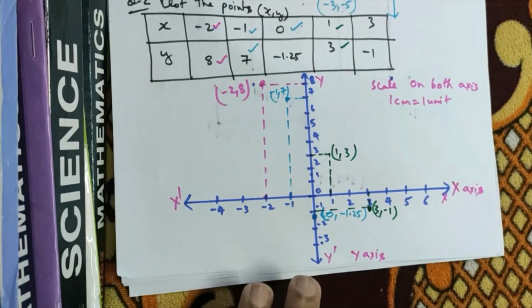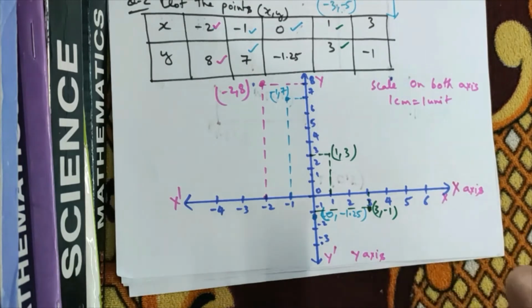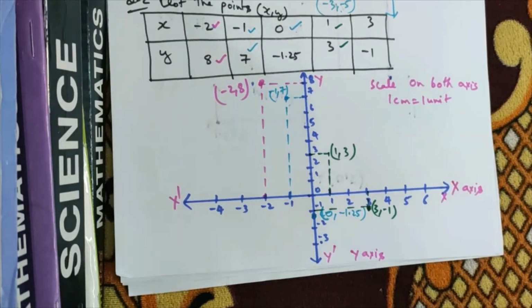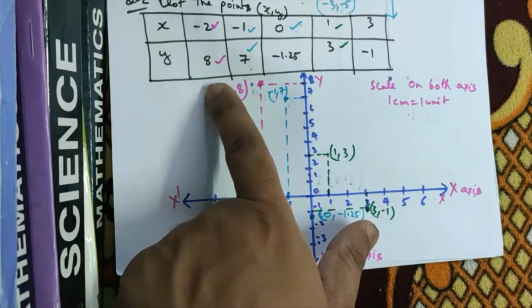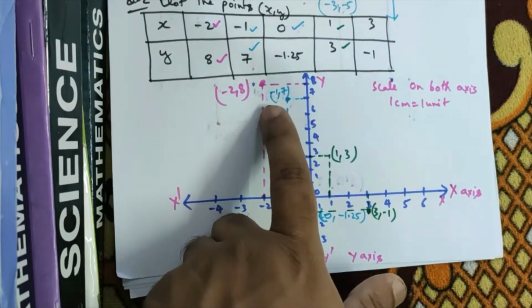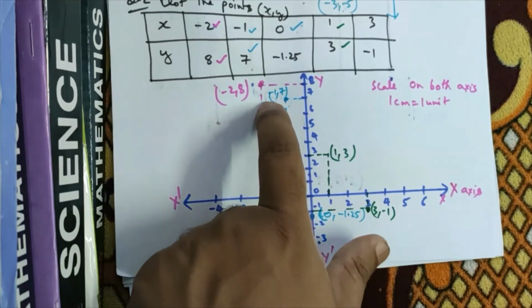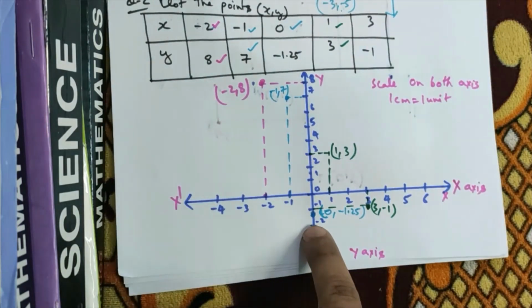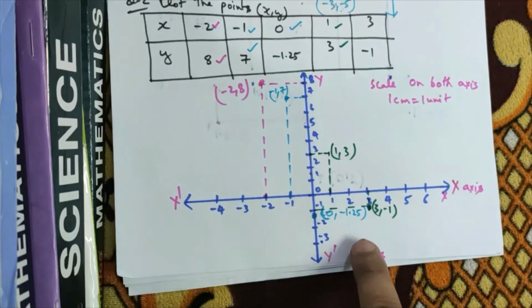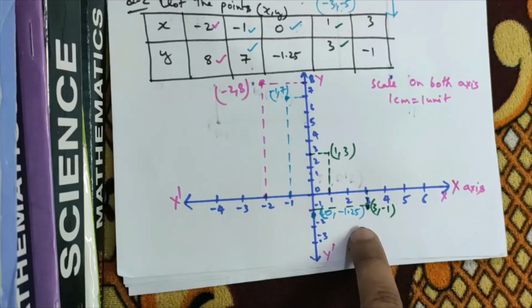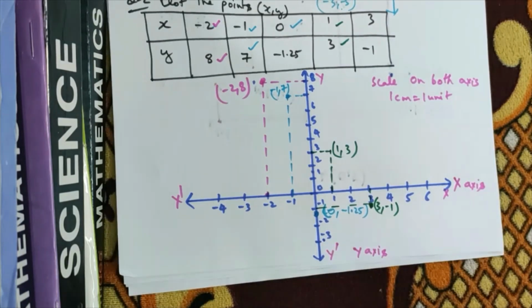Okay. Hope this is clear how to plot, but you have to remember, you have to plot it on the graph paper. We can also see that first point minus 2 comma 8 is lying in the second quadrant, minus 1 comma 7 is also in the second quadrant, 0 comma minus 1.25 is lying on the y axis, 1 comma 3 is lying in the first quadrant, and 3 comma minus 1 is lying in the fourth quadrant. Okay, so that's all, and with this we have ended the chapter. Thank you.